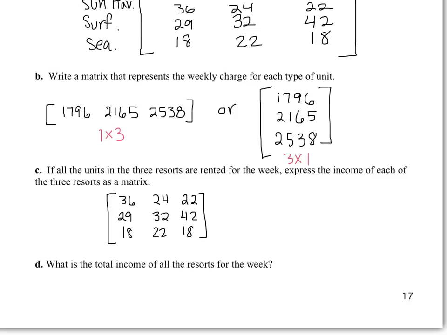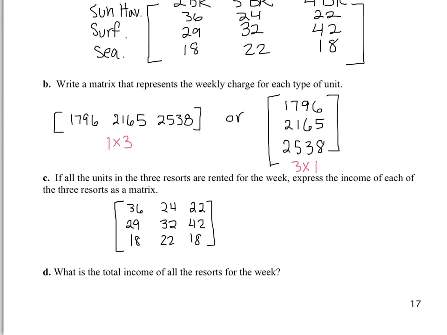Now for these word problems, the trickiest part is to figure out that second matrix, how to multiply it so that the answer that you get makes sense for what the question is asking you. Therefore, it becomes important to label your columns and your rows so you can keep track of what you're multiplying where. So we're going to do 2-bedroom, 3-bedroom, 4-bedroom, then we're going to do the Sunhaven, Surfside, and Seabreeze.